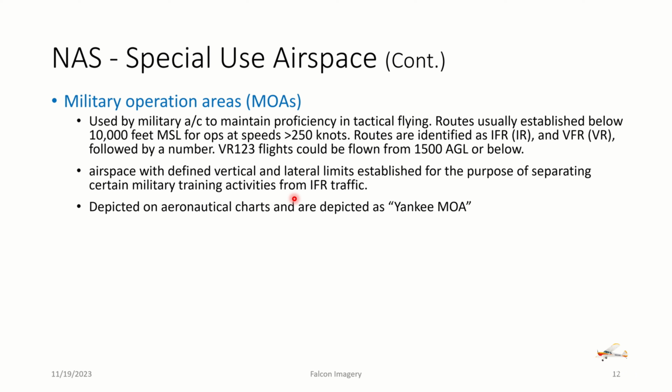We then have military operating areas, which I just showed an example of. These are used by military aircraft to maintain proficiency in tactical flying. Routes are usually established below 10,000 feet MSL for operations at speeds greater than 250 knots. Routes are identified as IFR or VFR, followed by a number. VFR 1, 2, 3 flights could be flown from 1500 AGL or below, so they're moving fast and low.